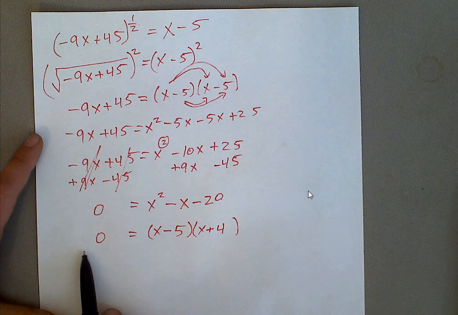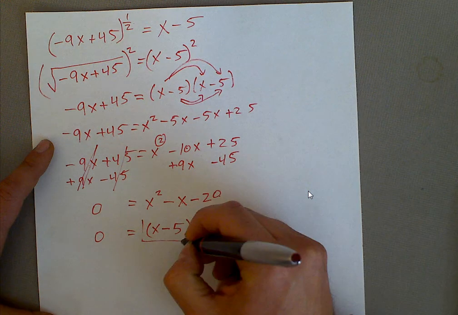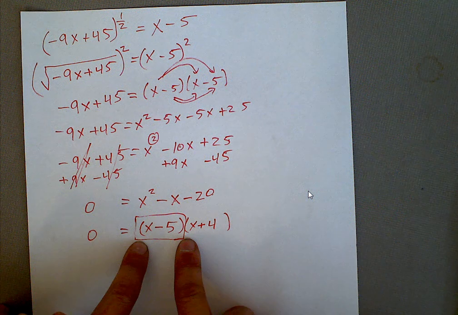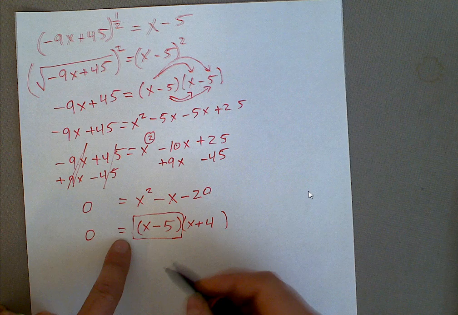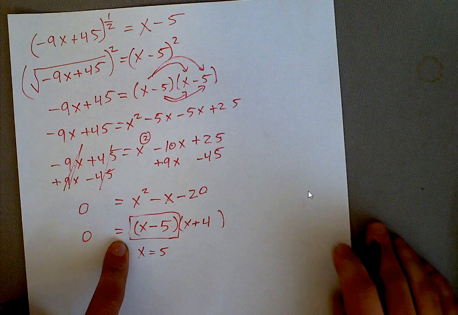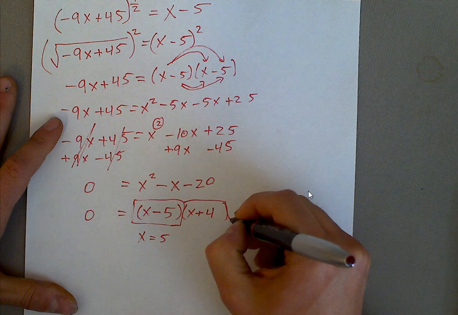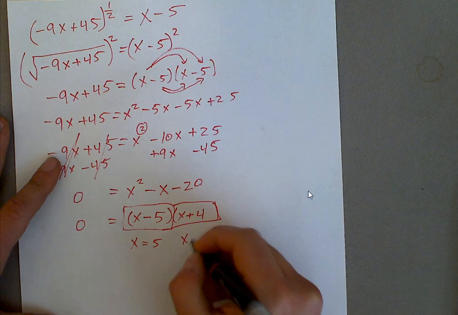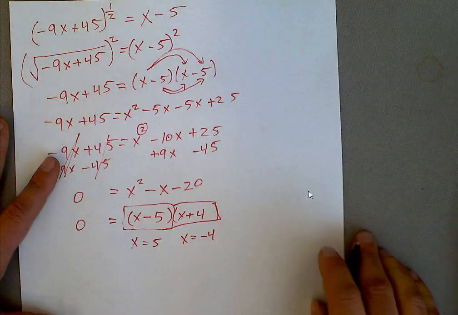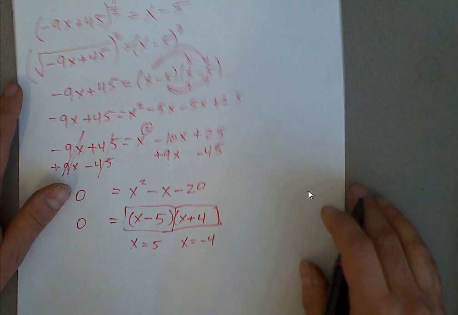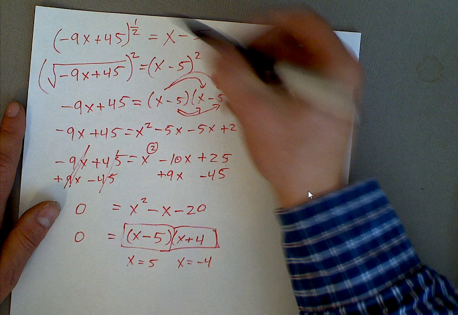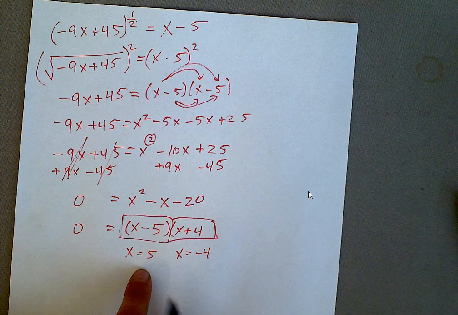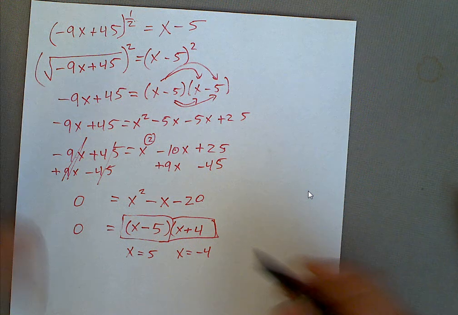And since we have the left side equal to 0, the question is what value of x for this set of parentheses is going to give you 0? And the answer is 5. And then the same question, what value of x is going to give you 0 over here? So that means your solution is x equals negative 4. Now, since we have a square root, we have to check that both of these solutions, or one or the other, are actually solutions.